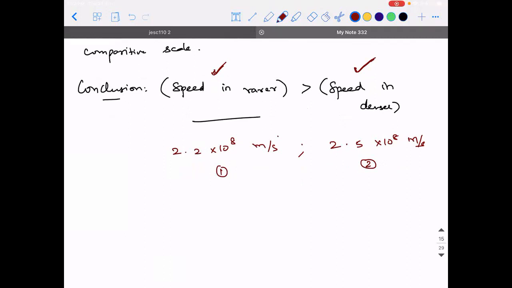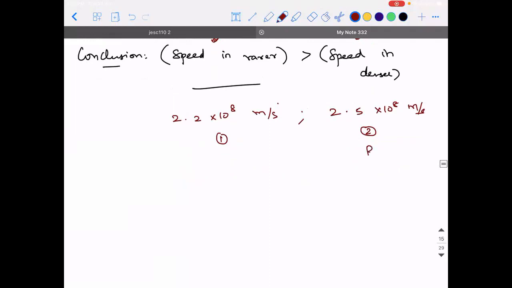Sir, the second one will be rarer and the first one will be denser. Very good. This is called the rarer medium, and this is the denser medium. When a higher order thinking skill based question is given, every time they will not say that this is rarer and this is denser. They expect you to know it. So how are you going to know? Only by looking at the speed of light. Okay, are you guys clear with this concept?